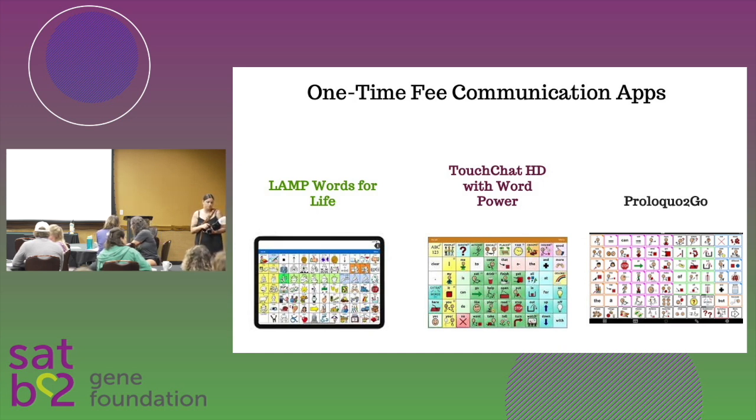So for us, ProLoquo is gonna be the one. We trialed it 15 times in the last month, and we're now getting sentences, very simple sentences. I want ball. And with LAMP, we were really lucky if we got ball. So for us in particular, the motor planning aspect just did not work. He needed more pathways to get to what it is that he wants.